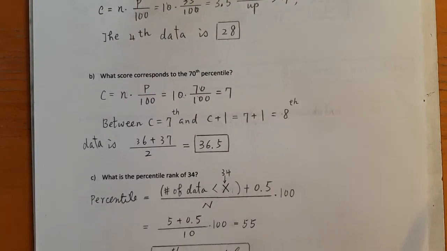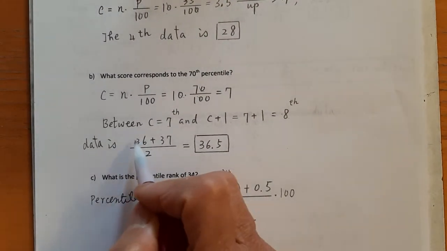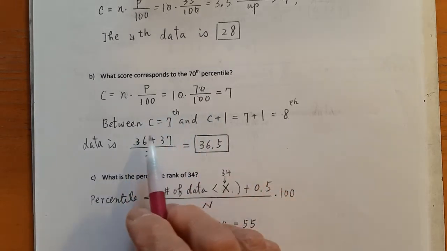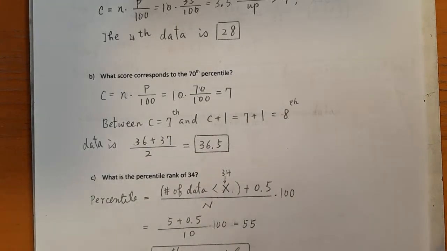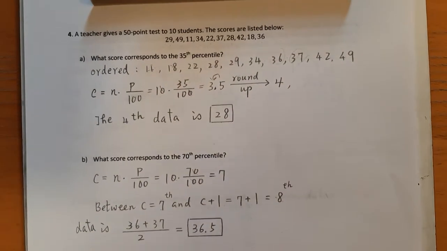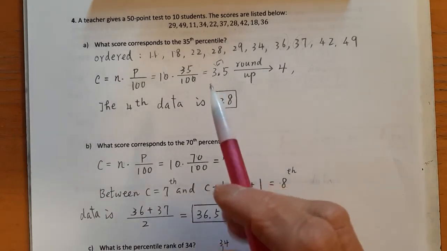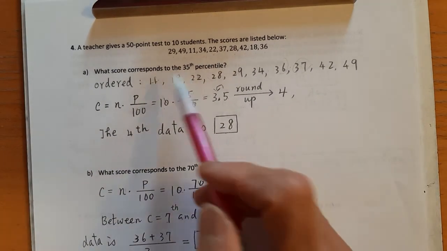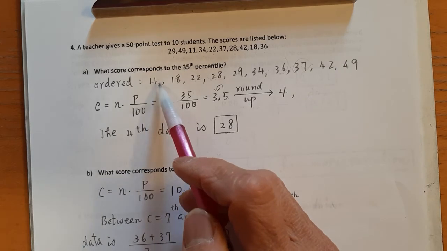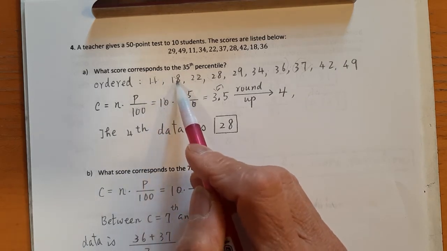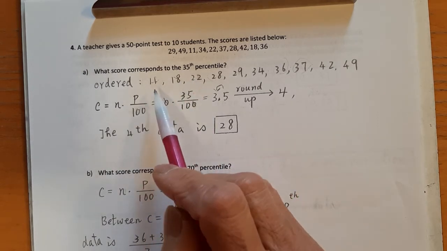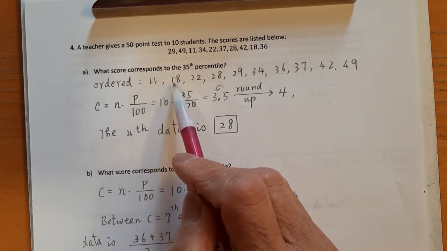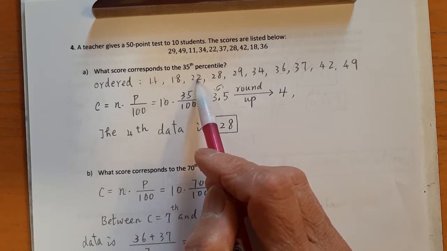So you add 36 and 37 together and divide by 2, which is 36.5. Actually, you can also see this: the first number is the 5th percentile, then add 10 for the 15th percentile, then 25th, then 35th, each time adding 10.